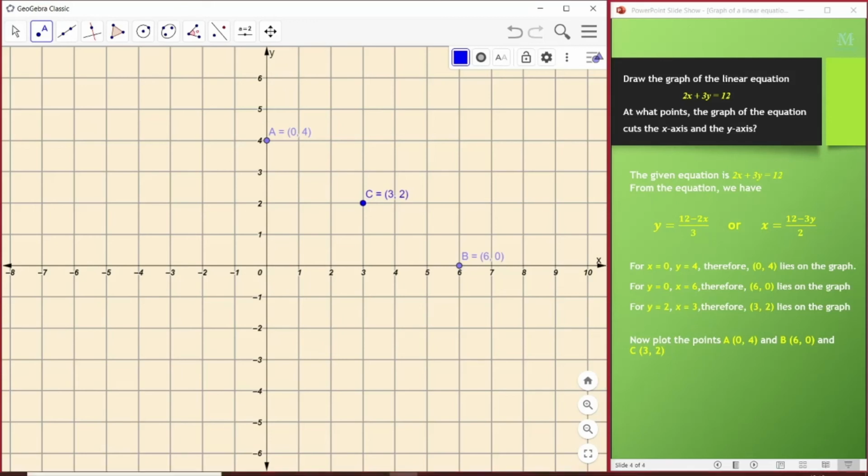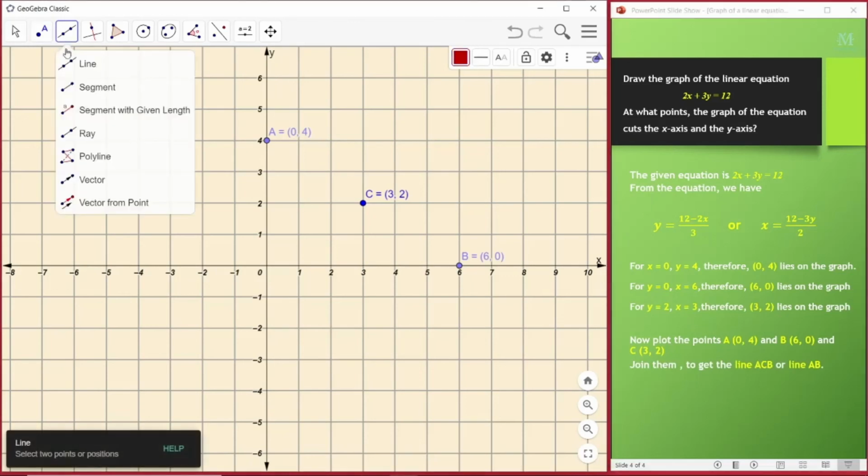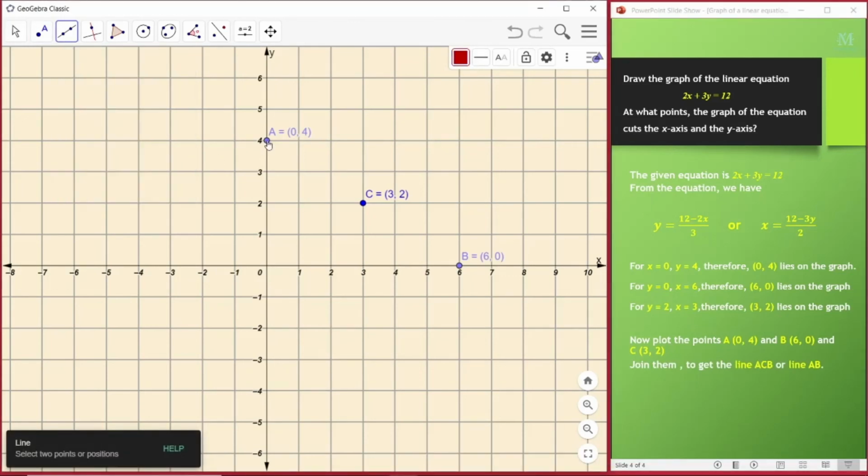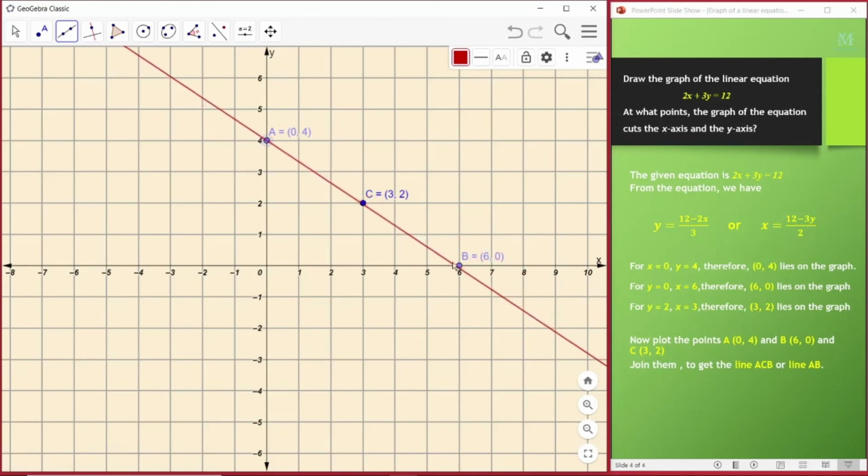Now the next step is to join these points to get the line ACB. When you join these points A, C and B, we get a line. And see what is the equation of the line written over here at the top. 2x plus 3y is equal to 12. This is where we started. So we have got the graph of the line 2x plus 3y is equal to 12.